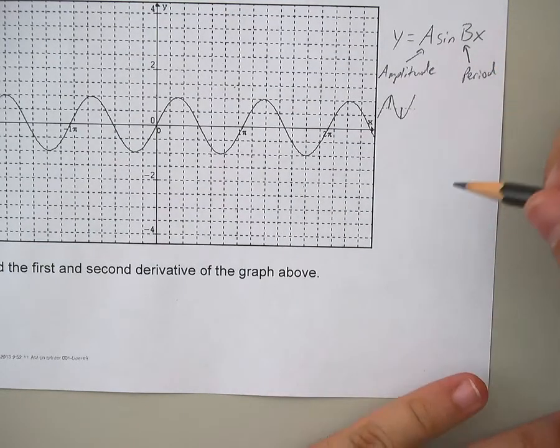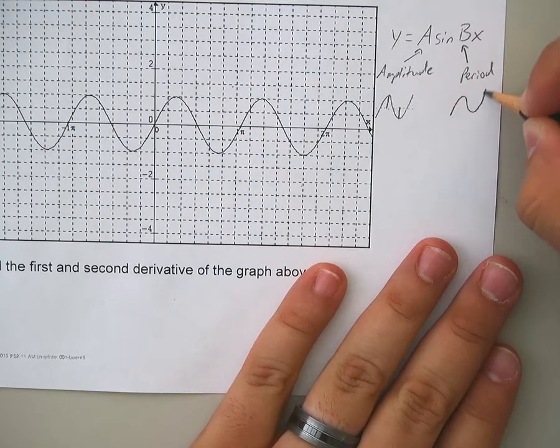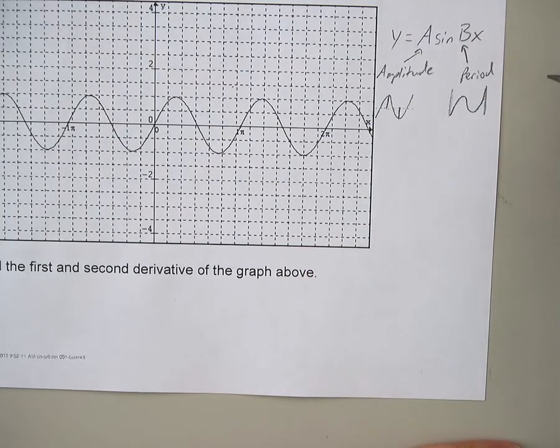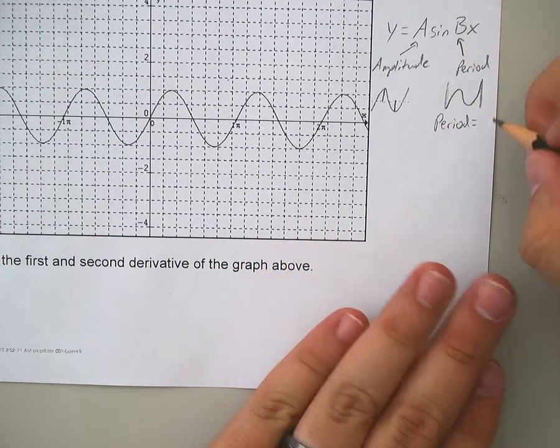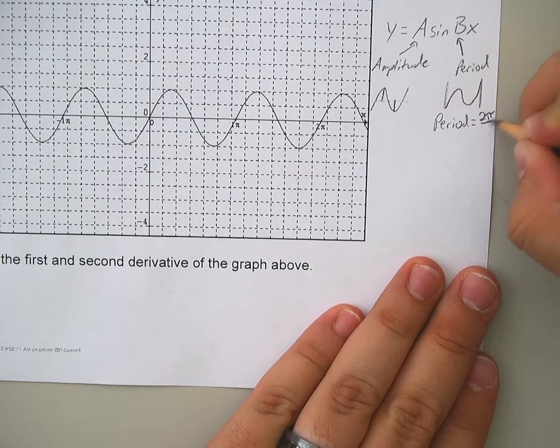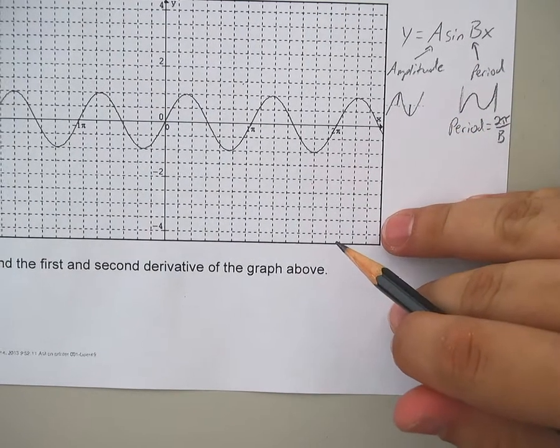And period is how often one wave repeats. So a period is this distance from here to here, how often one wave repeats itself. And the period is always 2 pi divided by b. One period is 2 pi for sine. It completes one sine wave in the length of 2 pi, like your unit circle. So the period for this is going to be 2 pi over b.